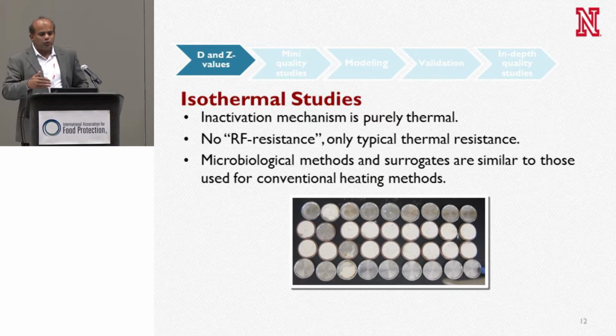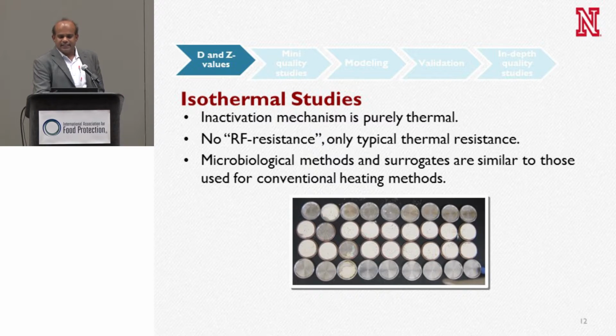So you do need to evaluate the food quality at those final conditions to narrow down the final process condition. So let me go through those steps quickly. In the D and Z value determination, because it's purely thermal, for low moisture foods we either use thin metallic discs where we put the low moisture food product, put it in a water bath or an oil bath, and determine the D values at multiple temperatures.